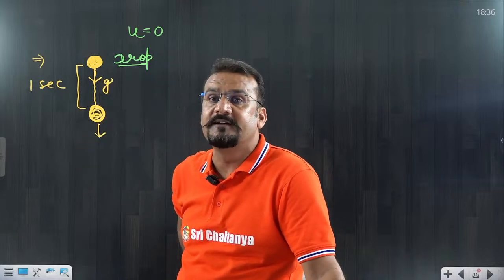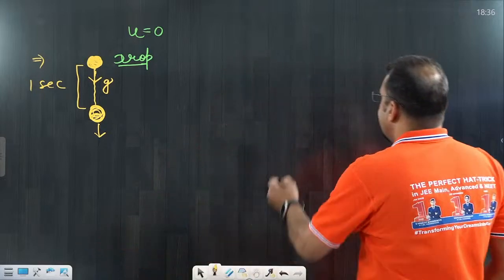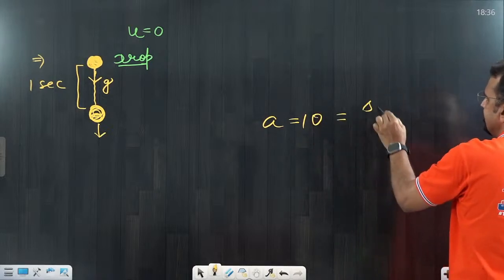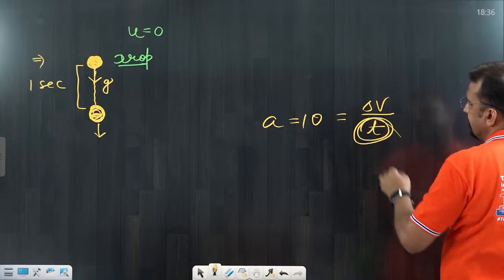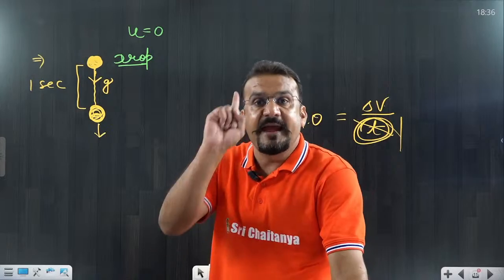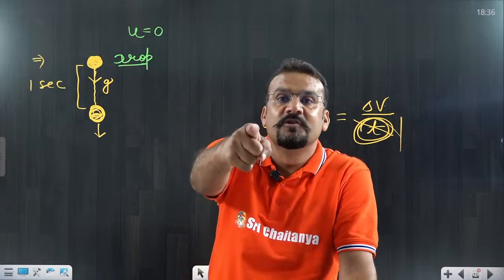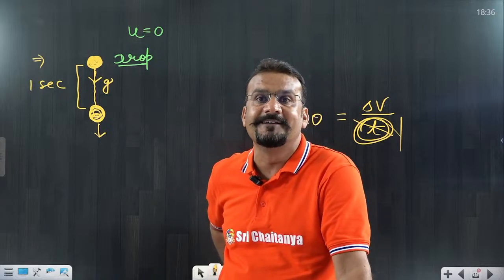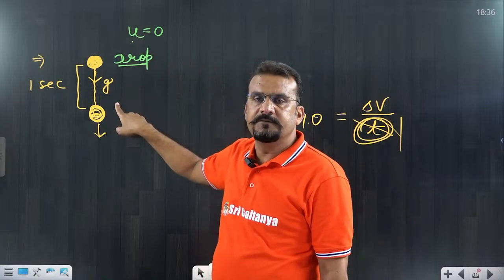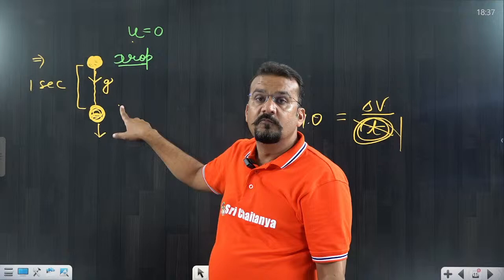See, very important. In 1 second, 10 meters per second square, what is the meaning of that? We can say acceleration is 10. Delta V by t is the acceleration. Let us assume t is 1 second, then delta v equals 10 meters per second. That means if acceleration is 10 meters per second square, in 1 second the velocity is going to increase by 10 meters per second. Now you tell me, what is the initial velocity? 0. After 1 second, what will be the velocity? In 1 second, how much does it increase? 10 meters per second. If initial is 0, what is it after 1 second?